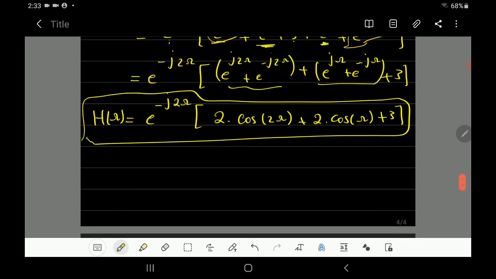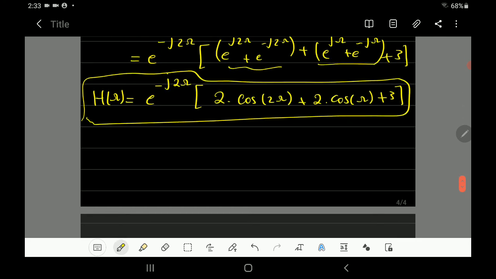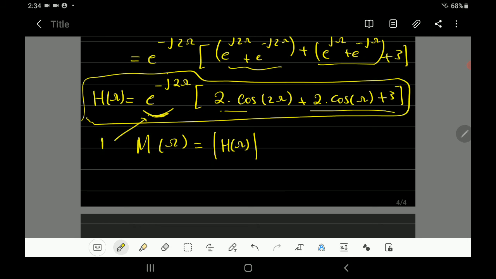And if you want to check, you can calculate it or use a program. If you want to find the magnitude, you take the absolute value of what you have here. Actually all this magnitude doesn't have an angle, and the magnitude of e to the power of any minus j is equal to 1 because it's only angle, right? So always the magnitude of e to the power minus j times a real number will be always 1. So the magnitude will be equal to 2 cosine 2 omega plus 2 cosine omega plus 3.